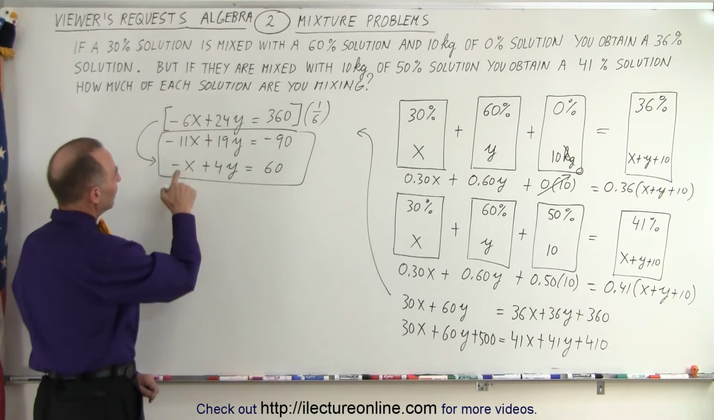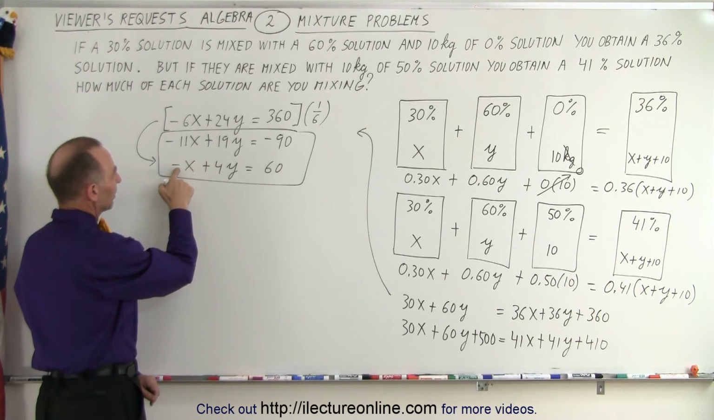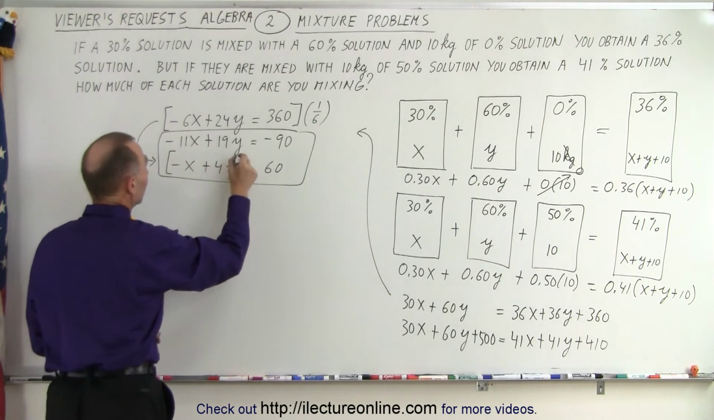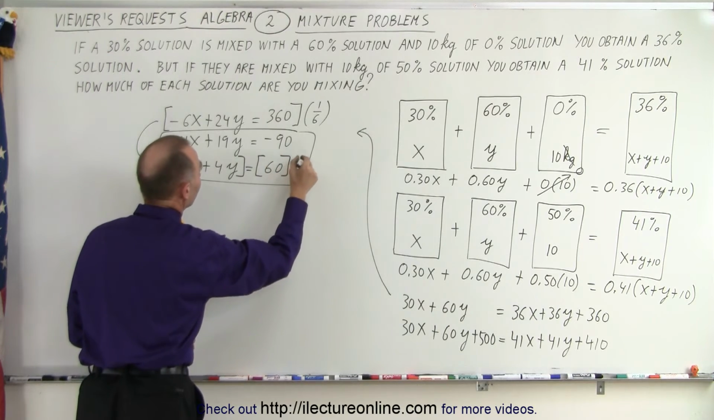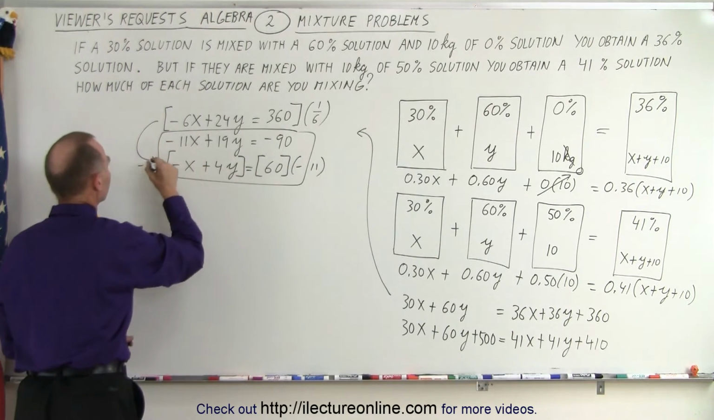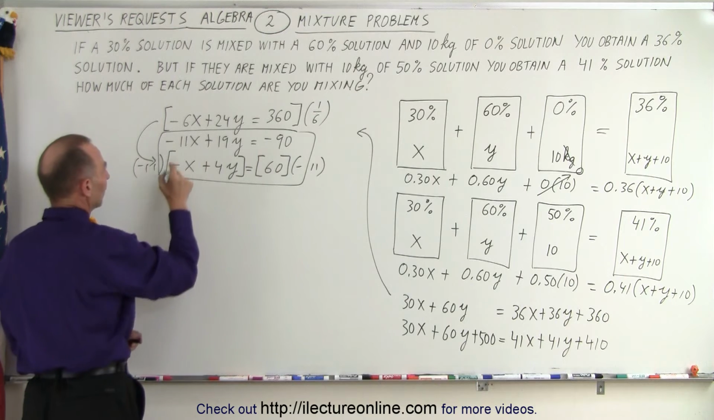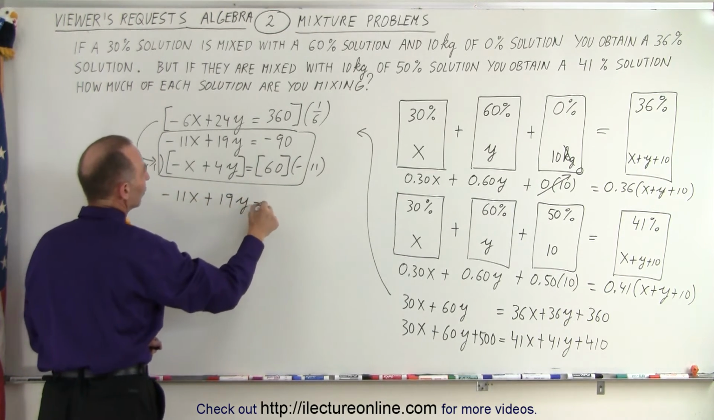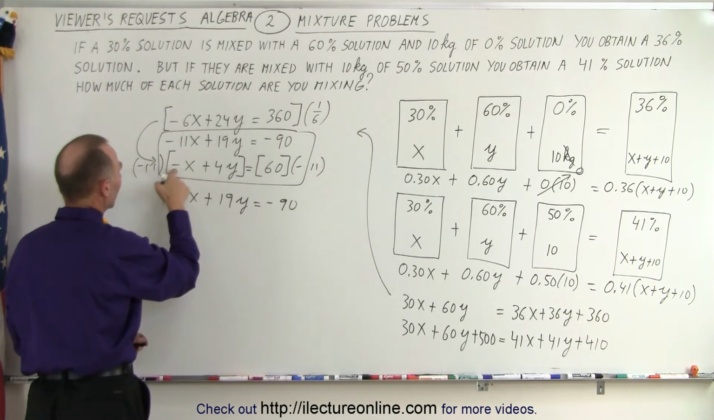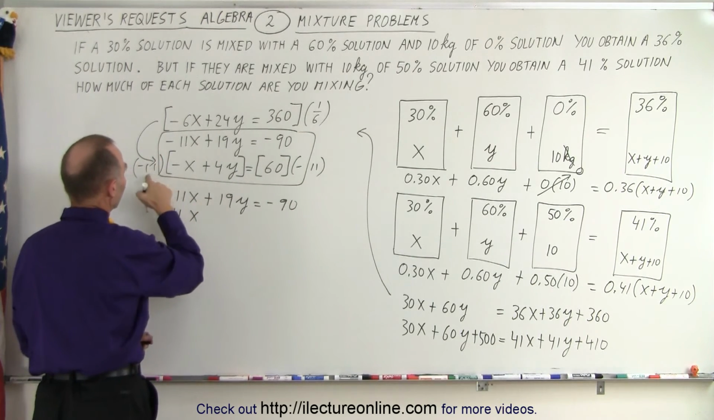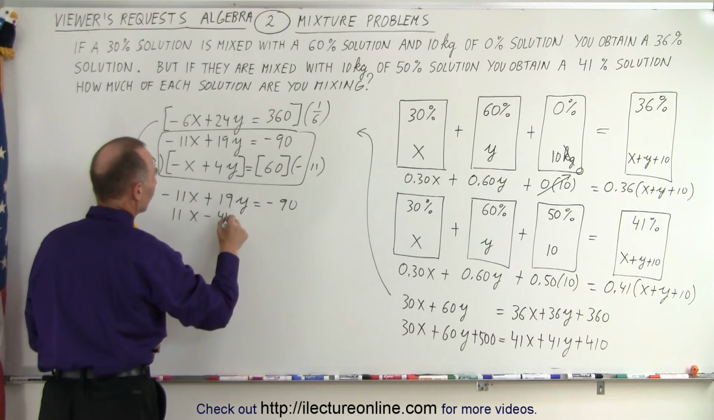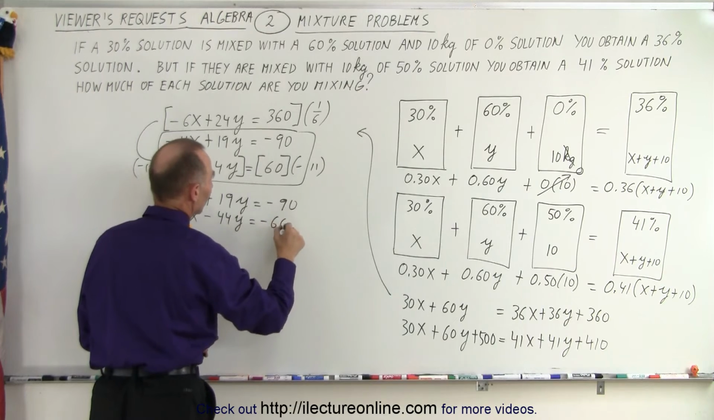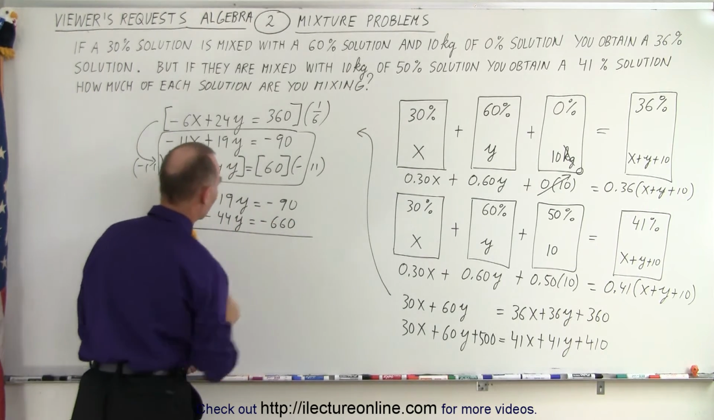If I multiply this one by a negative 11, then if I add those two together, I get rid of the x's. So what I'm going to do is multiply both sides by a negative 11. So when I do that, the top equation is still minus 11x plus 19y equals minus 90, but the second equation becomes 11x minus 11 times this is minus 44y is equal to minus this times this, which gives me a minus 660. And now I can add those together.